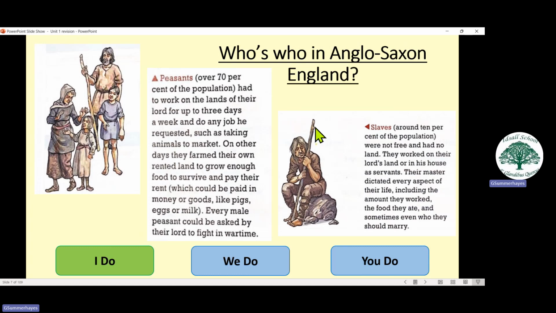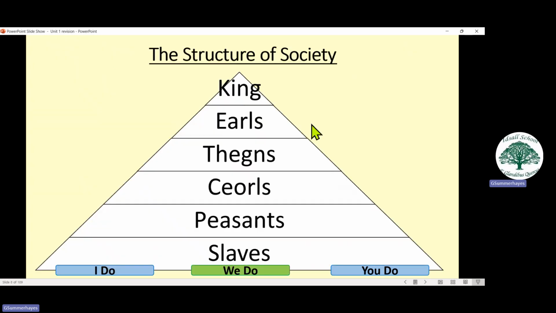Then you've got slaves who were not free, had no land, and they worked for the lord, and they could potentially buy their freedom, or they could sell themselves into slavery in the first place if they wanted to raise some money. But once they were a slave, they had very little choice over what they did with their lives.